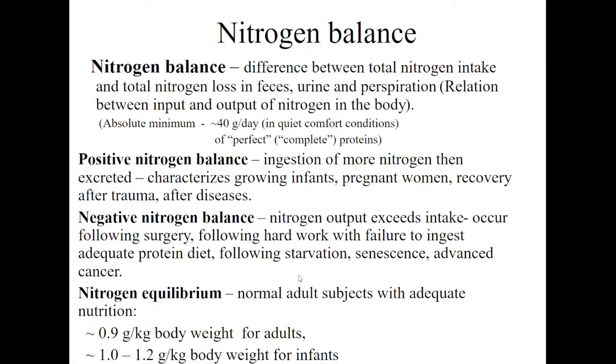And in optimal conditions, there is nitrogen equilibrium, when input and output are the same. For adults, it's up to 1 gram per day, 1 gram per kilogram per day. For babies, it may be more than 1 gram, and for a newborn it may be 3 grams per kilogram of body weight. For example, in optimal conditions it is near 80 to 100 grams per day.